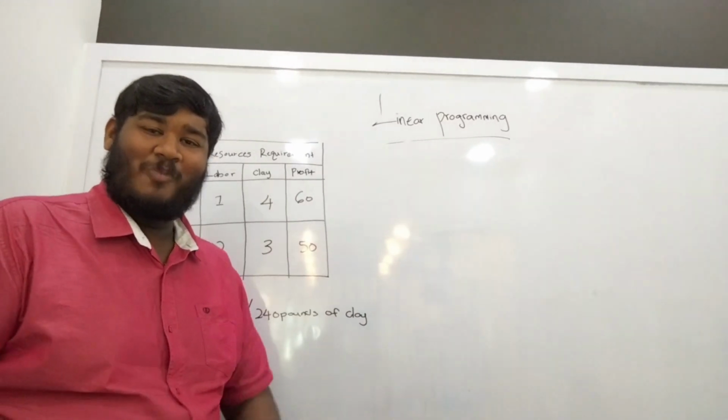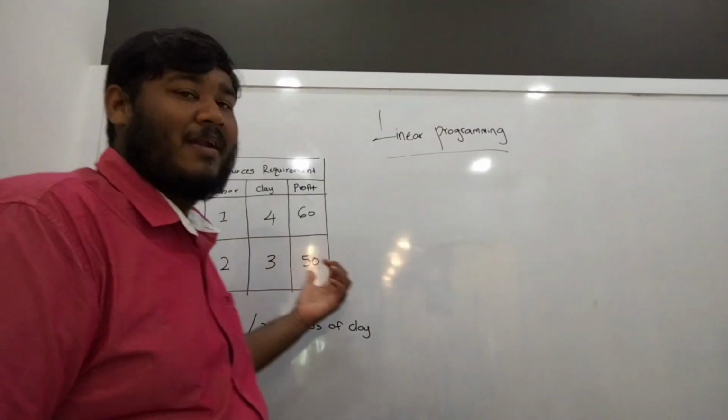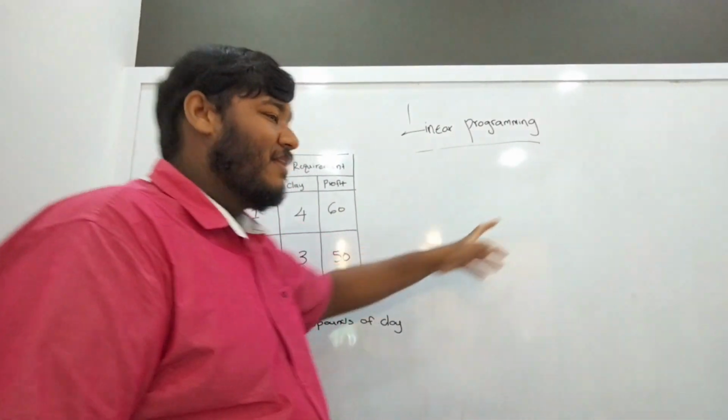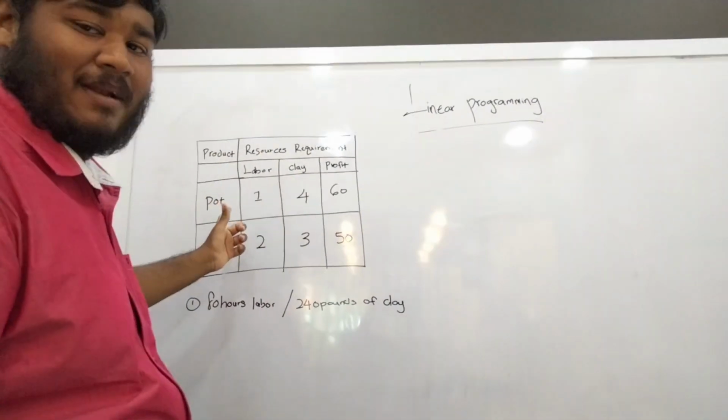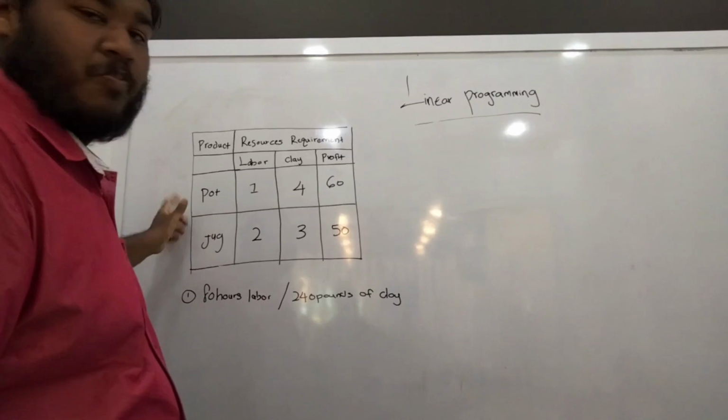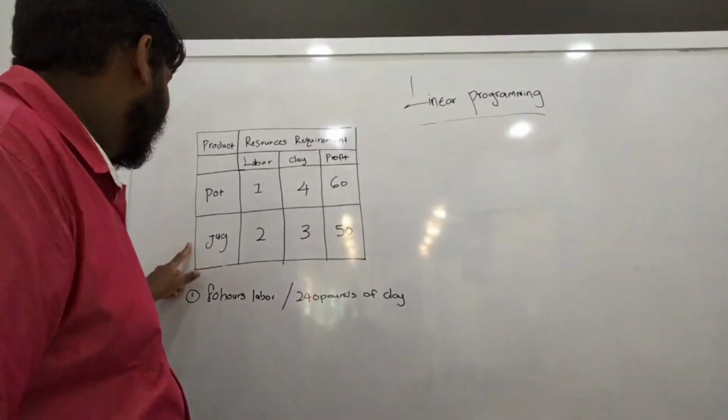Hi madam, my name is Mohammed Umaro. This is my second assignment. I am taking DIM. This is my topic, linear programming. This is the linear programming table. I have product, resource requirement. First product is pot. The second product is jug.